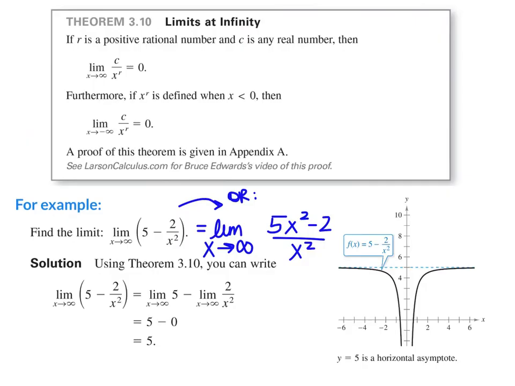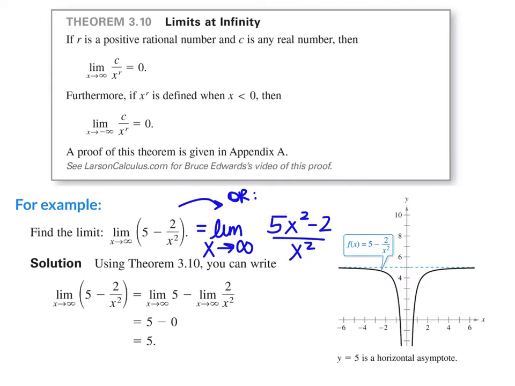So there are going to be plenty of rules and plenty of examples that we go through in this video, but a nice little rule to keep in your back pocket is the limit as x approaches infinity of some real number c over x to some positive exponent r, that's going to equal 0. And same deal for when x approaches negative infinity of that same function, that's also going to equal 0. And in practice, it looks something like this.